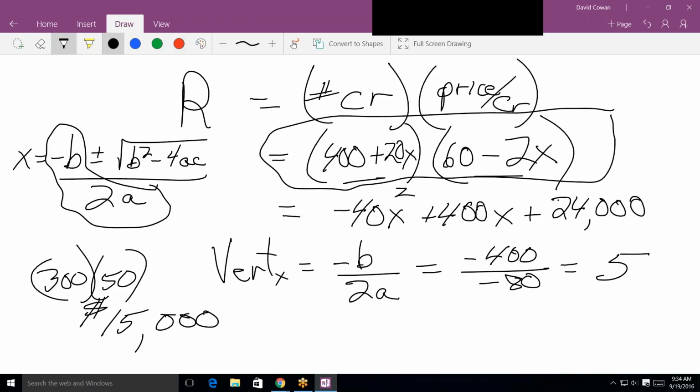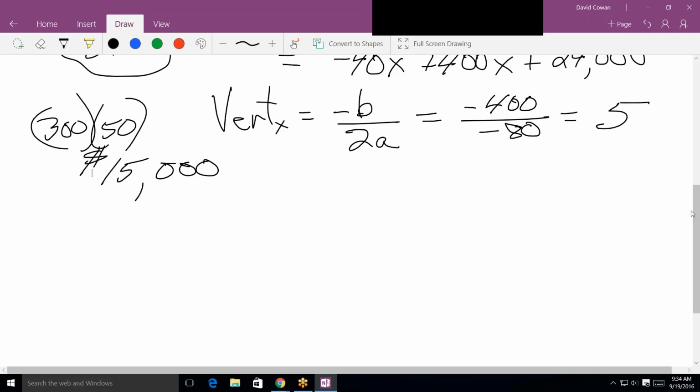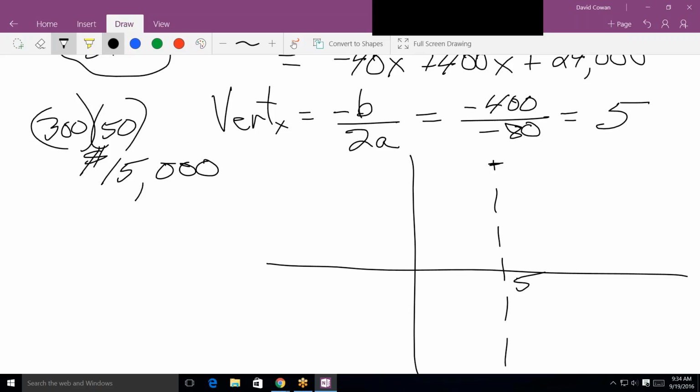In other words, what we're looking at is, and I can graph it really easily now that I know the vertex. We know the vertex occurs along this line of symmetry at 5, right? So the only thing I need is what the y value is, and it's 15,000. So if I make that 15,000 right there, now I can graph that thing. I know it goes down.